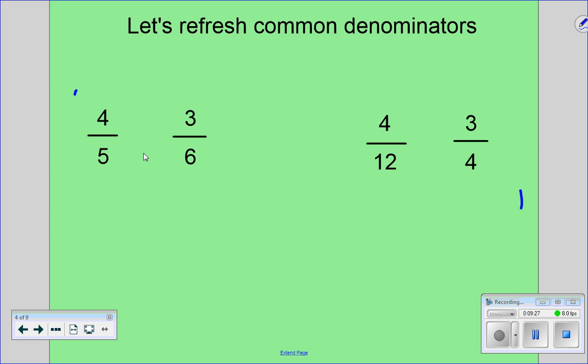Could we use 24 as a common denominator? Sure. Some people see that easier than they see 12. Okay, so let's change. This was times 6, so that's going to be times 6. Times 2, so that's going to be times 2. You're still going to get the same answer.